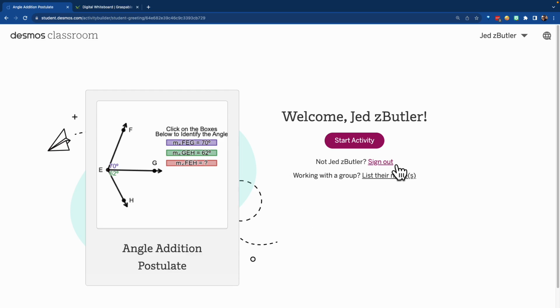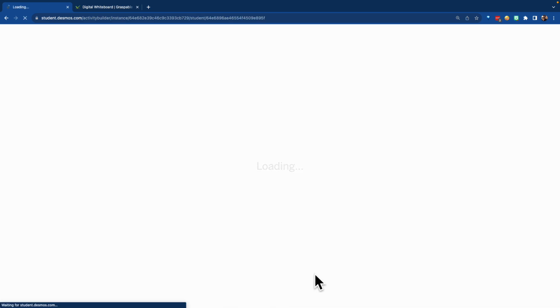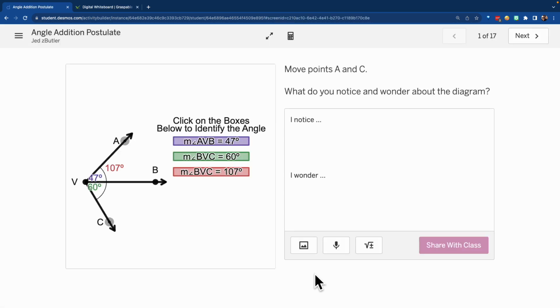And welcome. We are going to walk through this angle addition postulate lesson. So I'm going to click start here and go through it as if I were a student.